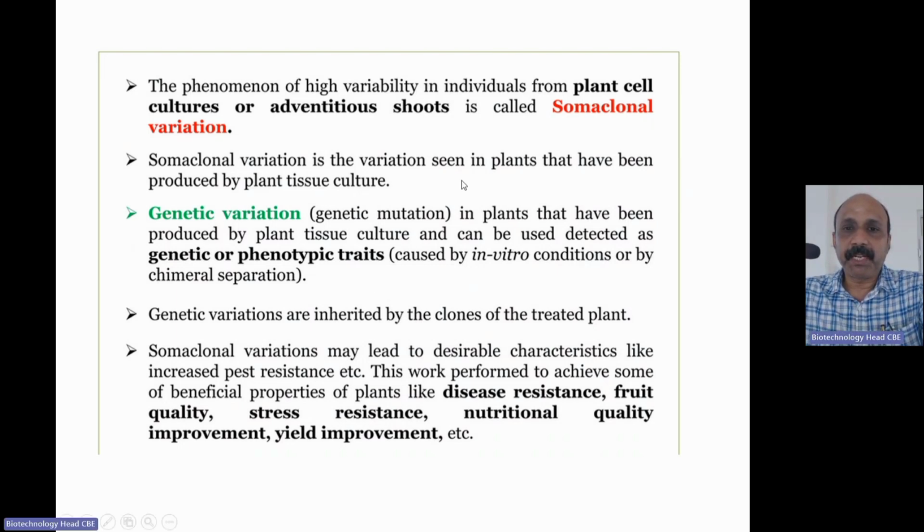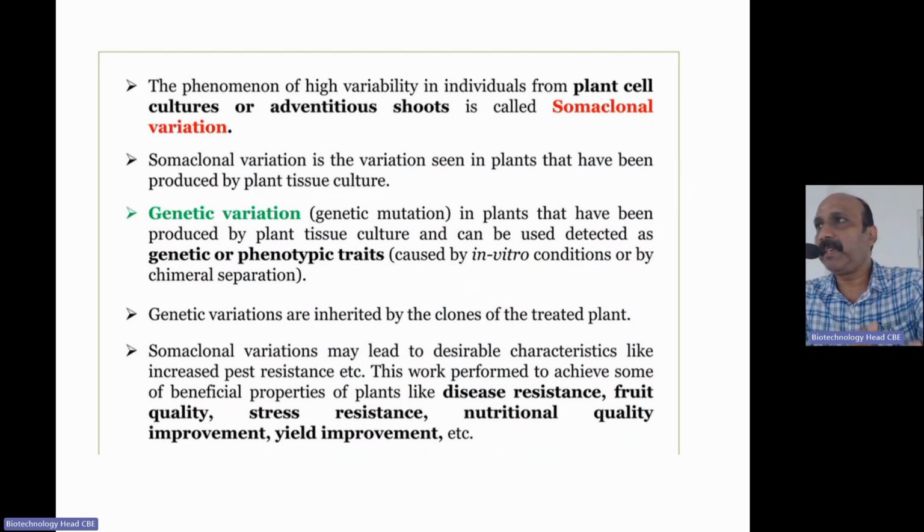So the variation in plants that have been produced in plant tissue culture. We go in for tissue culture to produce true to type, clonal plants, which should be genetically stable. But sometimes, due to extreme conditions, like when we are subculturing those cultures, if you are introducing some stress conditions, say you are not cooling the forceps and then touching the explants with the hot forceps, then you are introducing heat stress to those plants.